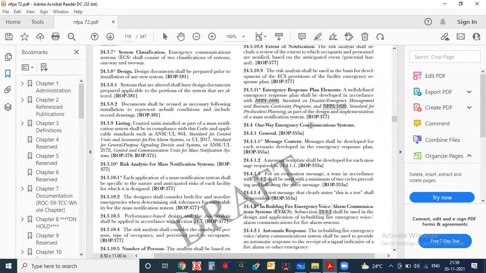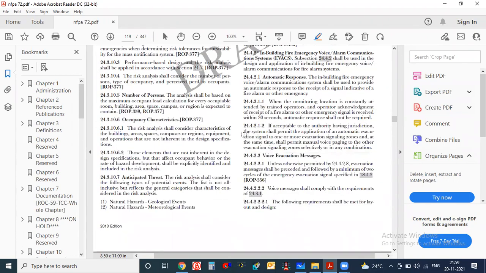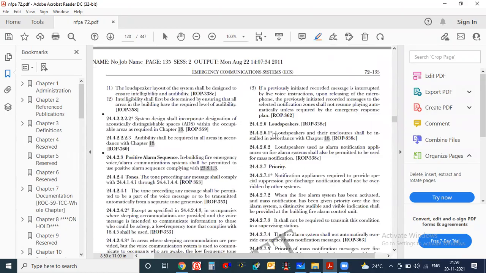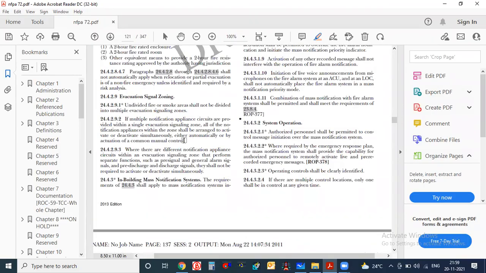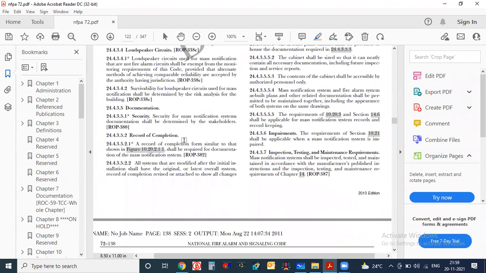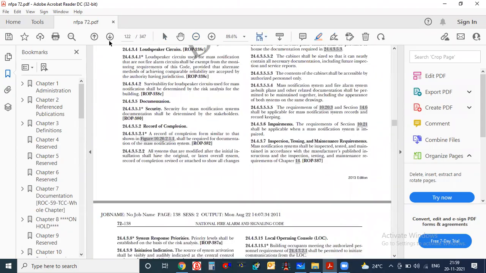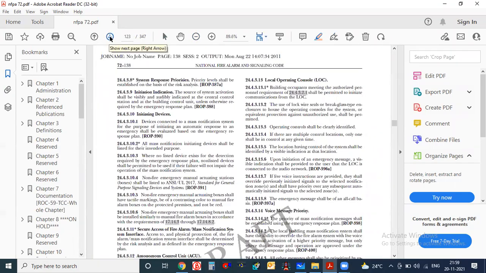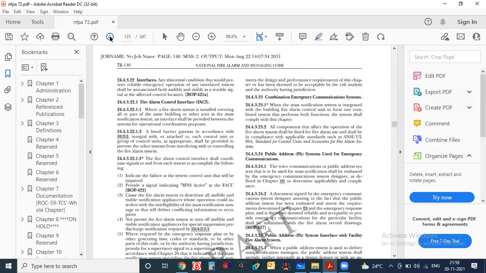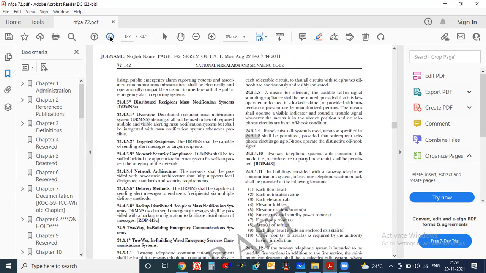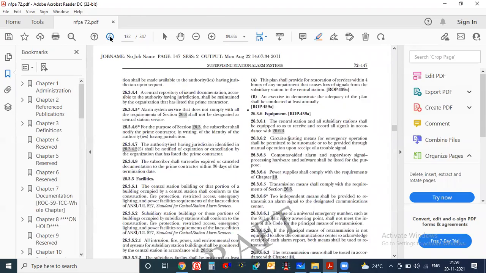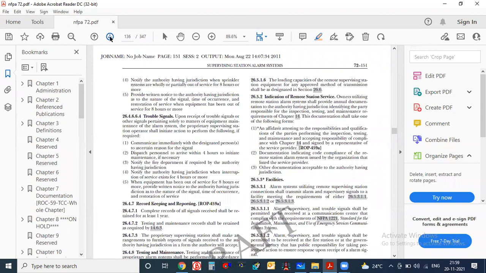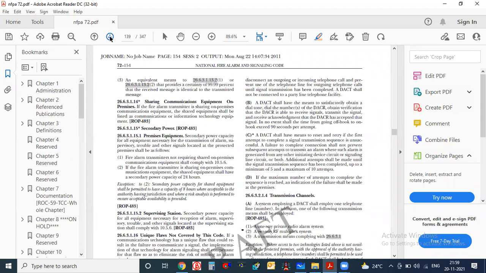One way emergency communication system. I think this one is related to the PA system, loudspeakers and all. Those things are given here. You can skip this also. Mostly this particular book deals with only electrical requirements. Volume control, these things are not actually required, because a little bit complicated things are given here. Let us skip these things.